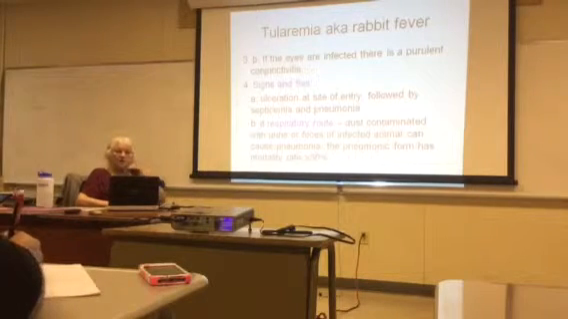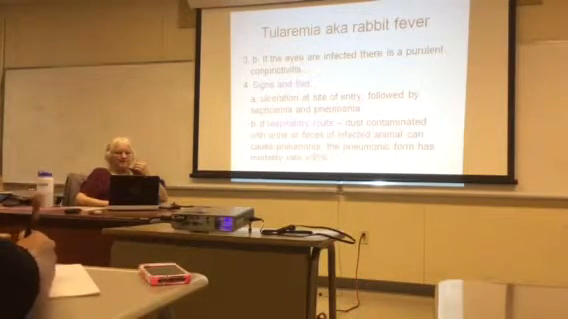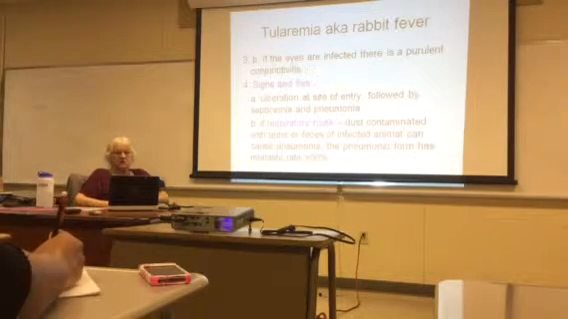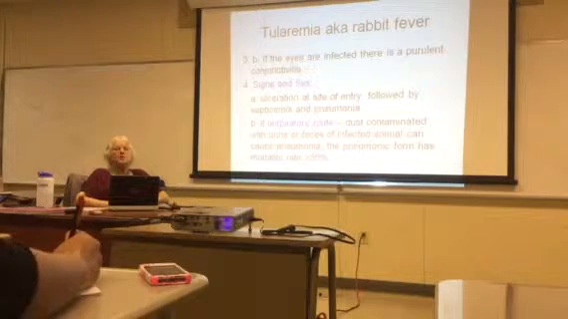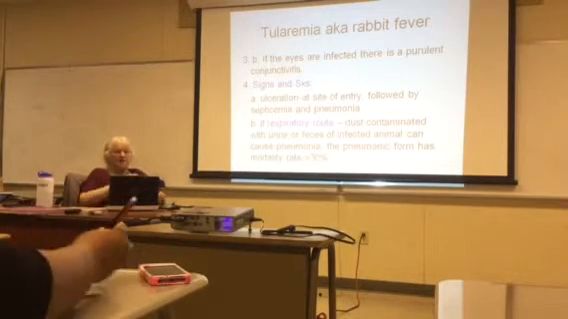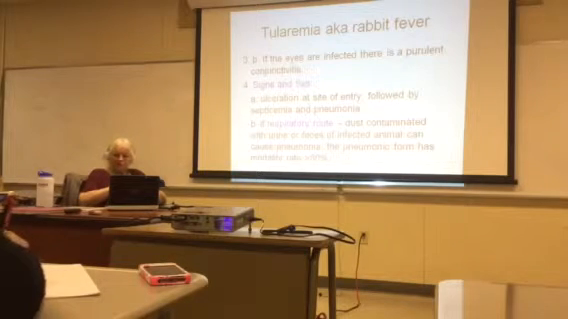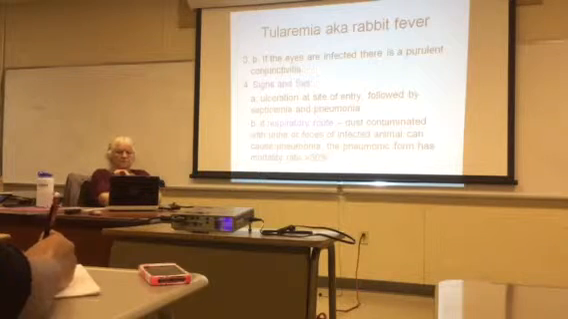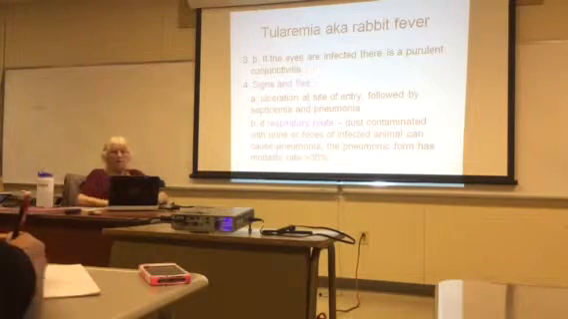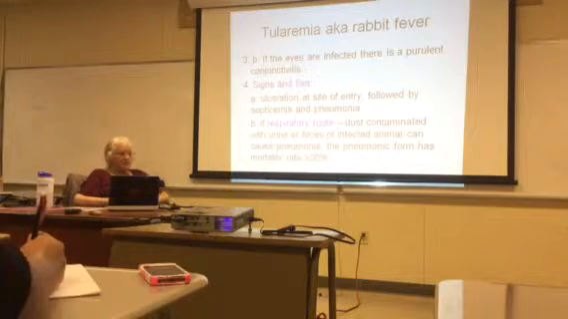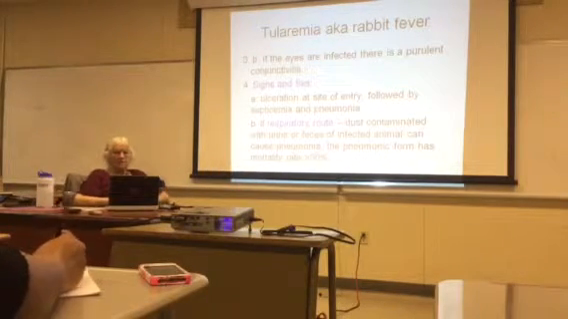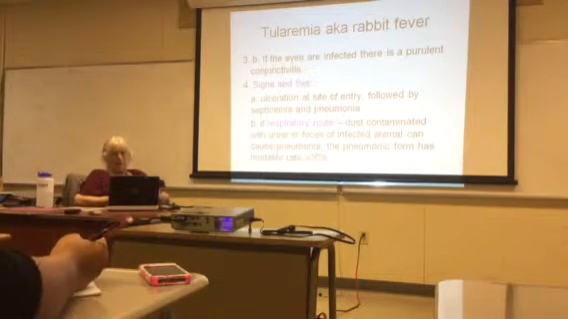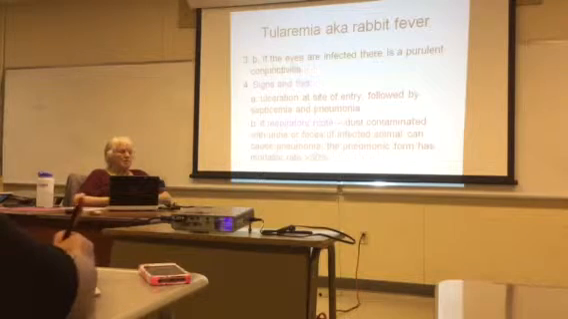And if the eyes get infected, then there's a pussy type conjunctivitis. Signs and symptoms of tularemia: at the site of entry where the bacteria goes in, there's going to be an ulceration there, followed by septicemia and pneumonia. If it is a respiratory route, meaning dust is contaminated with urine or feces of infected animals, then it can cause pneumonia. And the pneumonia type has a mortality rate greater than 30%.